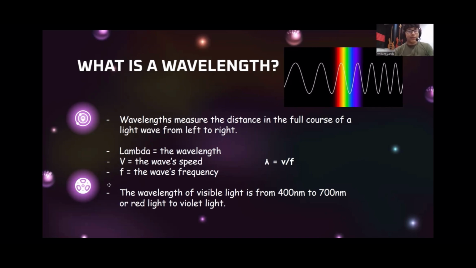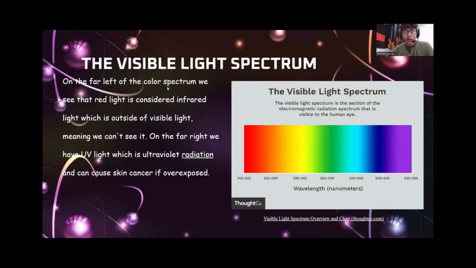So in the visible light spectrum, on the far left of the color spectrum, we can see the red light, which is where the 740 to 625 nanometers are. And then that red light is considered infrared light, which is outside of visible light, meaning we can't see that type of light. And then on the far right of the color spectrum, we see 435 to 380 nanometers, which is violet light or ultraviolet light, which is UV radiation. And with high exposure to UV radiation, it can cause skin cancer if you're overexposed.